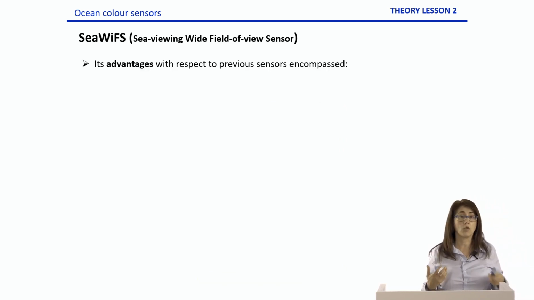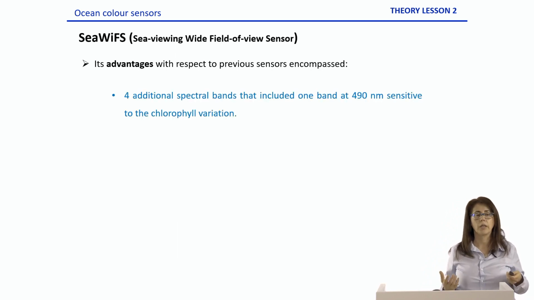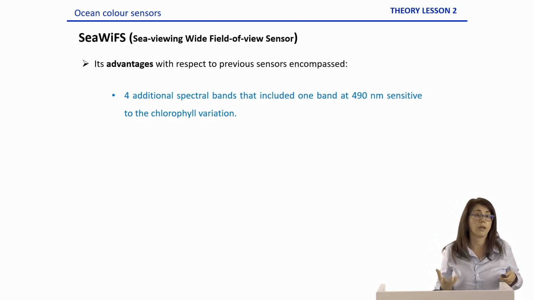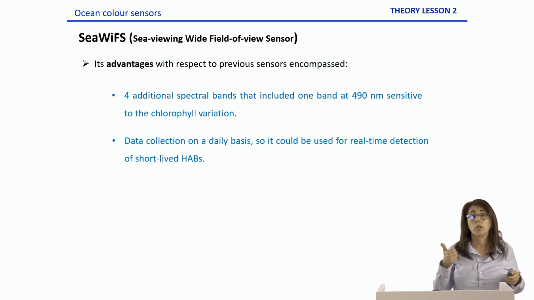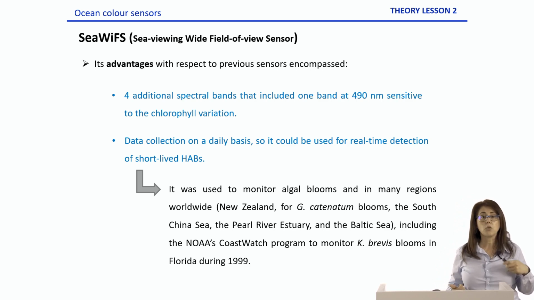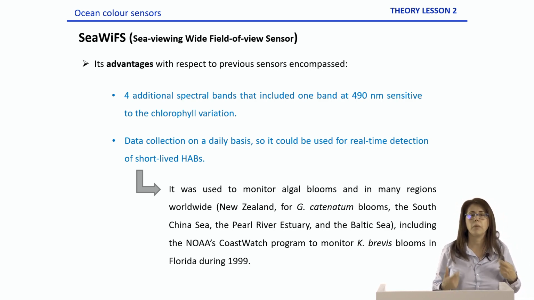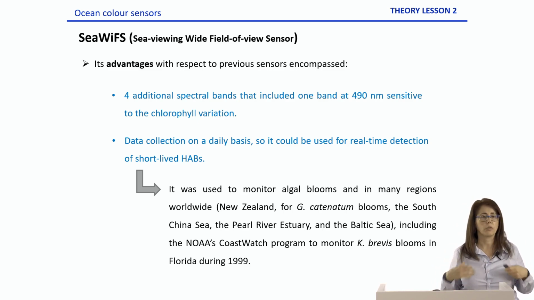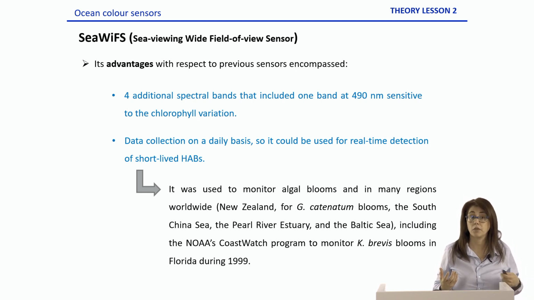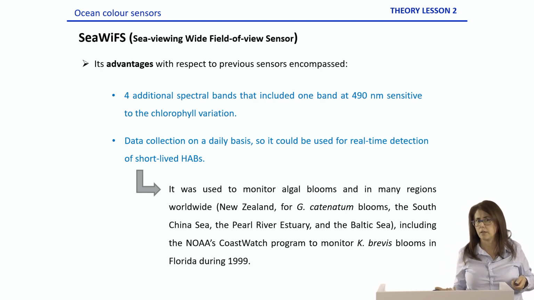The advantages of SeaWiFS with respect to previous sensors encompassed 4 additional spectral bands that included a band at 490 nanometers sensitive to chlorophyll variation. It was collecting data on a daily basis, so it could be used for real-time detection of short-lived harmful algal blooms. This way, it could be used to monitor algal blooms in many regions worldwide, like in New Zealand, in the Pearl River estuary, in the South China Sea. It was even used to detect and monitor Karenia brevis blooms along the Florida coast in 1999.